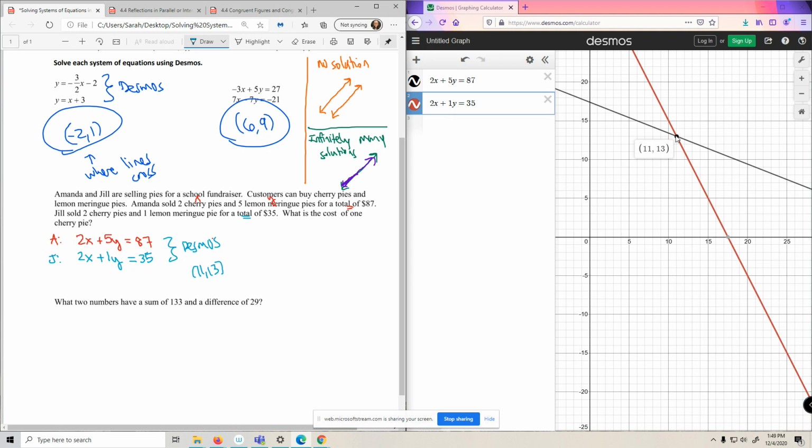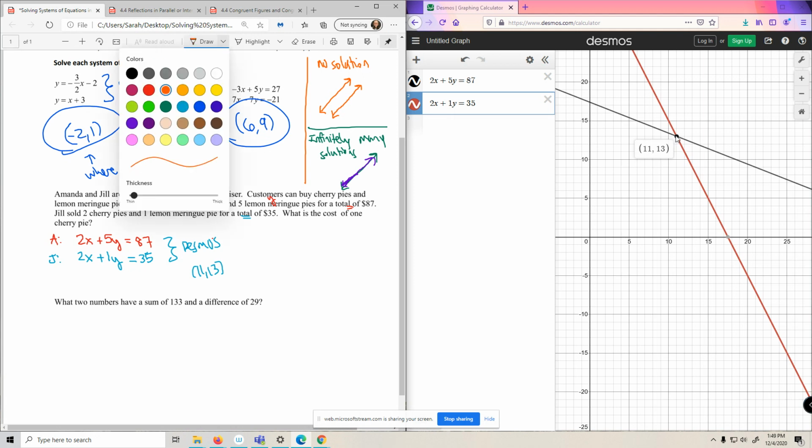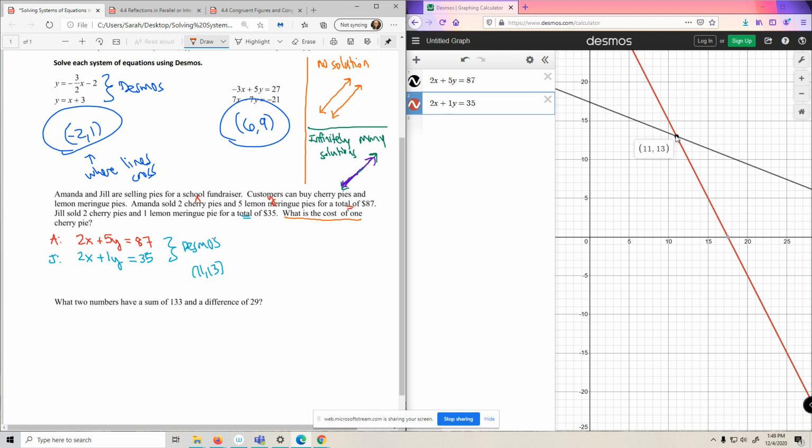But this is a word problem. Let's think about what the word problem is actually asking for. The word problem is, what is the cost of one cherry pie? The cost of one cherry pie was x. And so we are only going to answer the x part because they only ask about one thing.